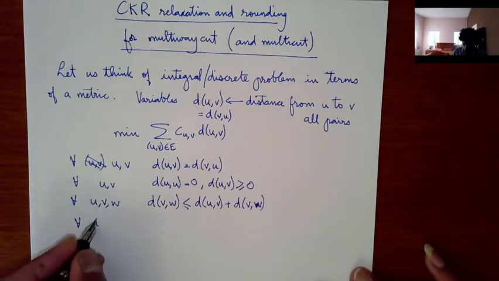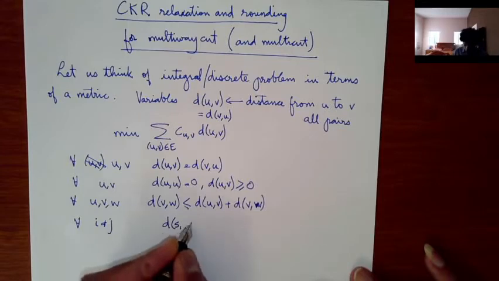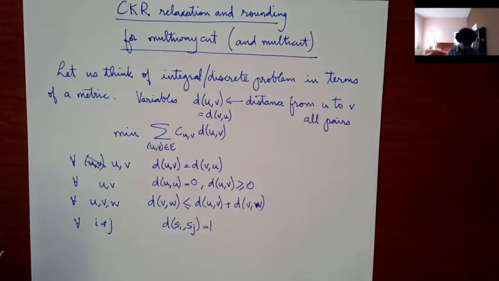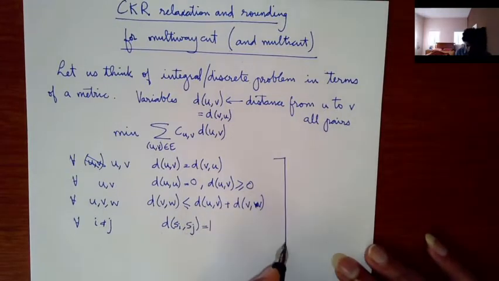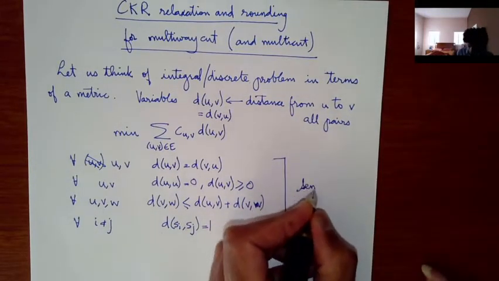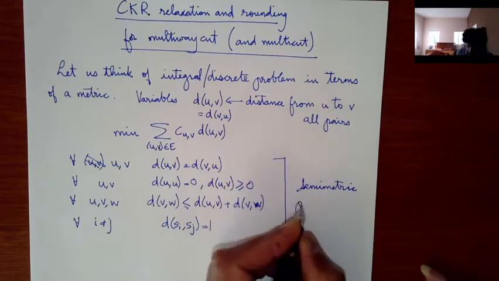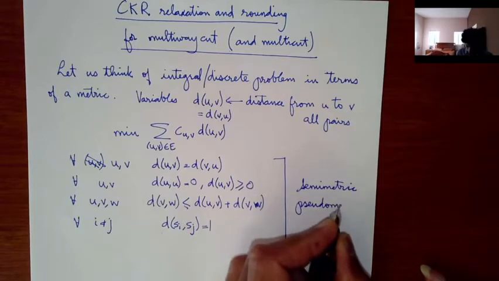And then we said that for all i not equal to j, we want the distance between s_i and s_j to be equal to 1. So any function that satisfies these conditions is called a semi-metric. I mean, it depends on what you look at. Some people call it a semi-metric. Some people call it a pseudo-metric.